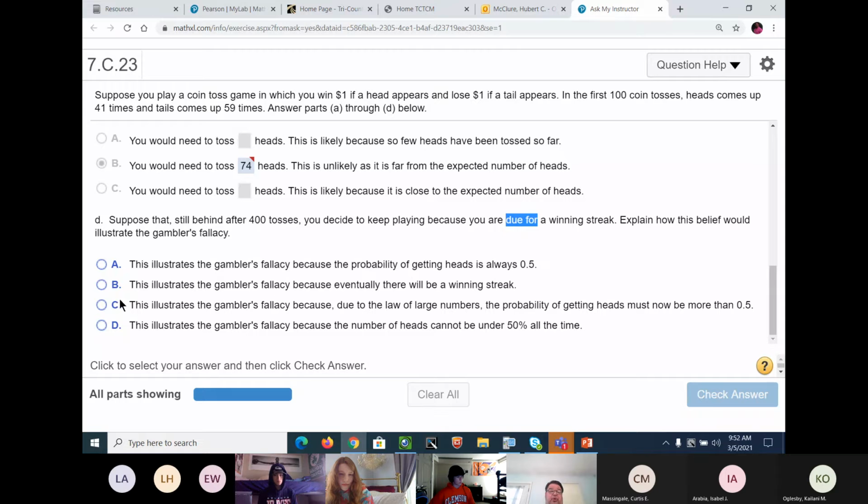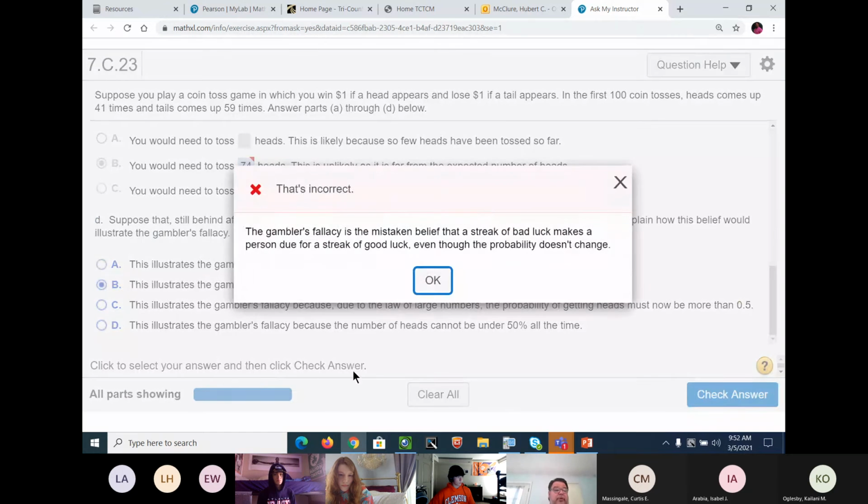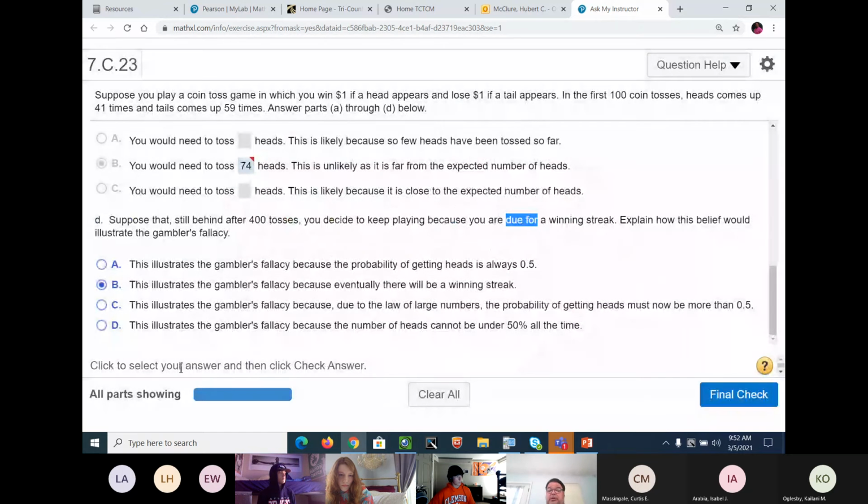So some of you, we know it's not B because there is no, eventually there will be a winning streak. Watch it be B. I'm going to pick B. I knew it wasn't B. All right. So let's see. I don't think it's C. Shouldn't it be A? I think it may be A.